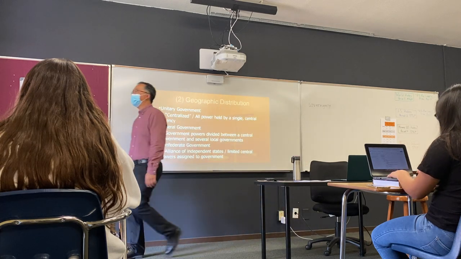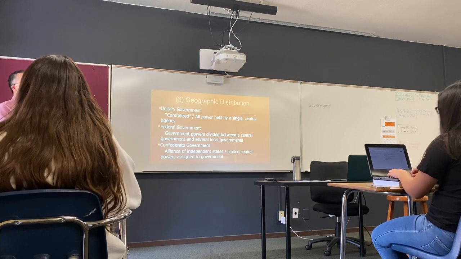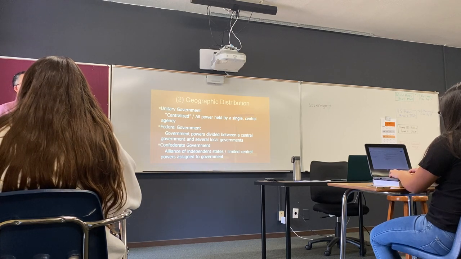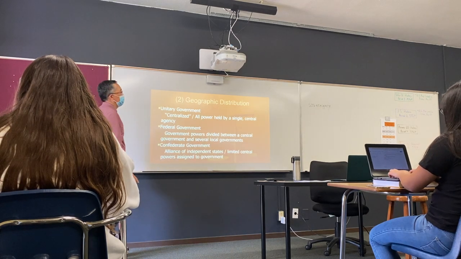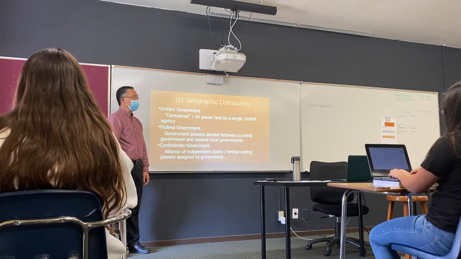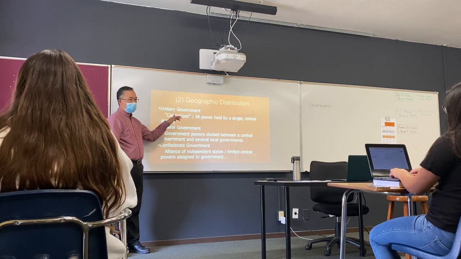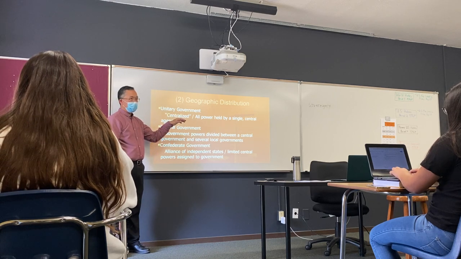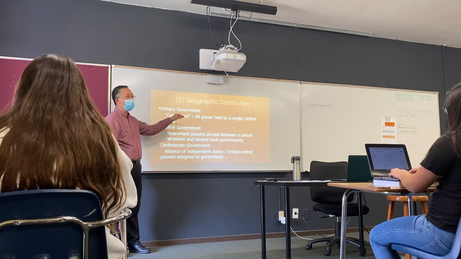Okay, so we have a span of different kinds of governments that are classified by how many people participate. In general, it's either more democratic or more authoritarian, more dictatorship. When you classify according to geography, it falls to where the power is. There are many countries where all the power is held in a central capital.